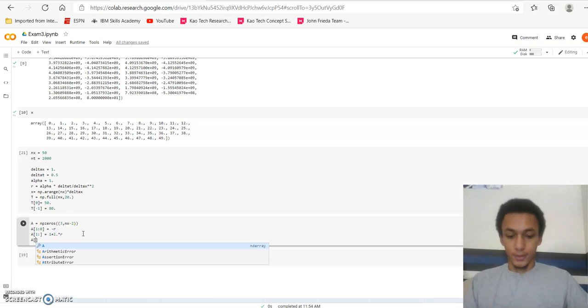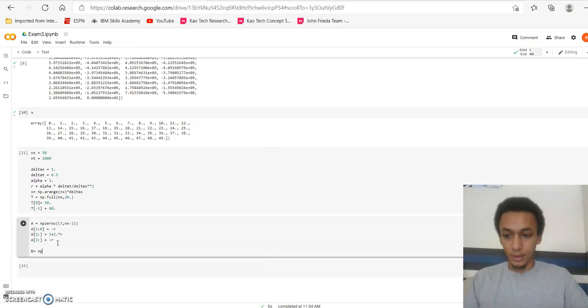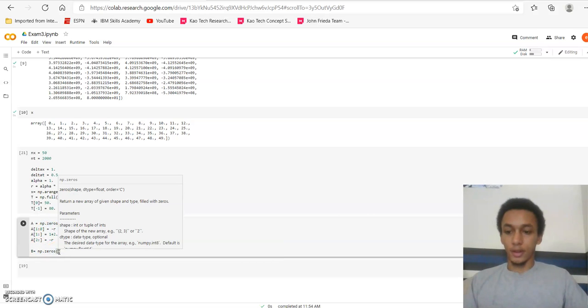And then for the upper one, 2 equals negative R again. So we're going to do the same thing for the B, but it's more like a vector, so we'll do A equals np.zeros. I forgot that up there. We won't need to signify the shape since it's only going to be 1, so it's just nx minus 2.